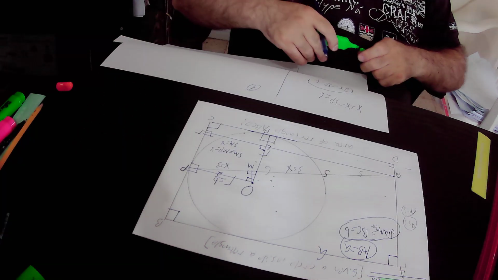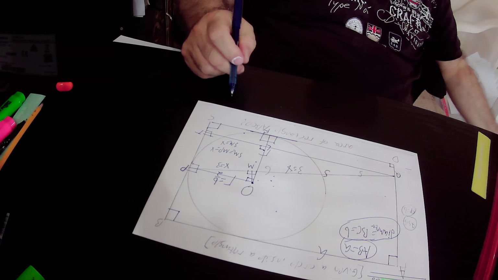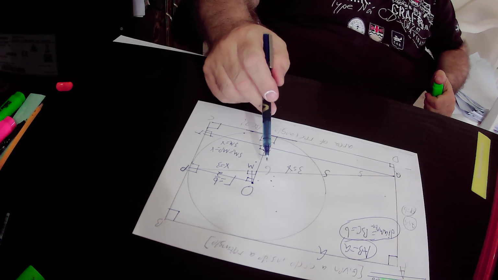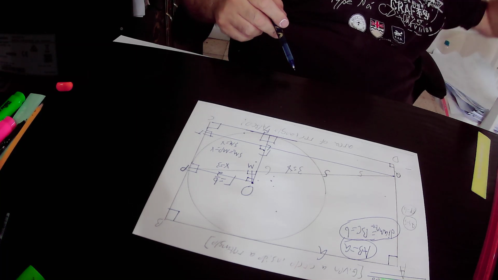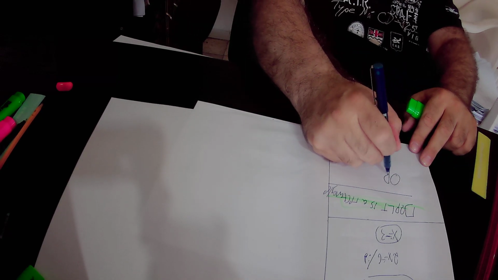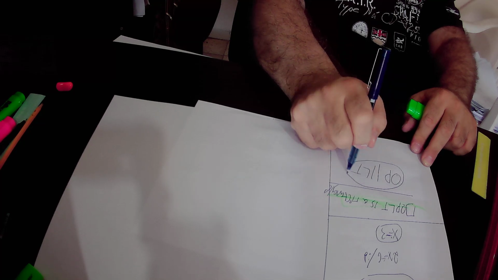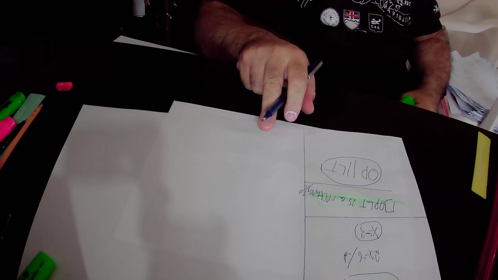But we also know that the opposite sides of a rectangle are parallel to each other. That is to say, side OP must be parallel to side LT. OP is parallel to LT.